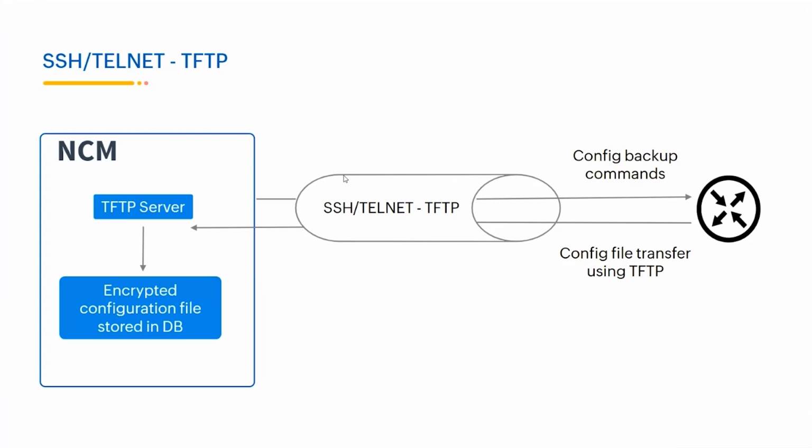For this method, NCM sends a configuration backup command to the device, and the device transfers the configuration file using TFTP. This file is then sent to the TFTP server, where it is encrypted and stored in the NCM database.